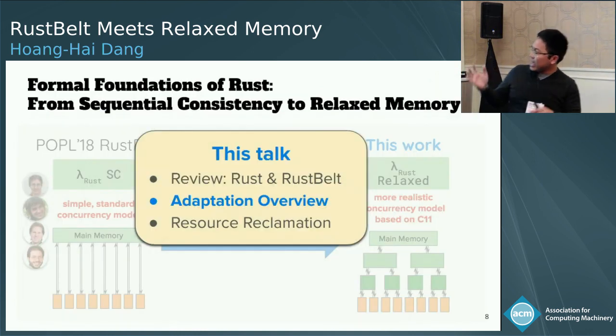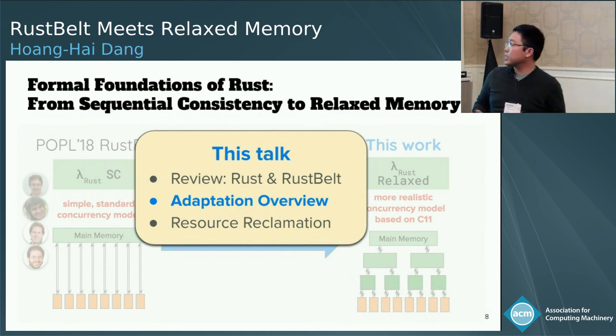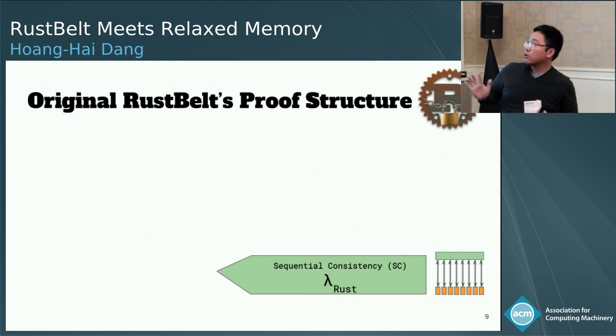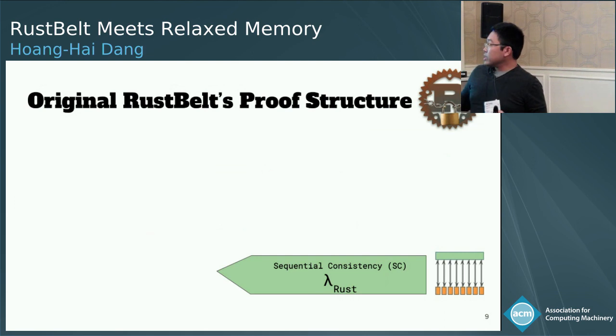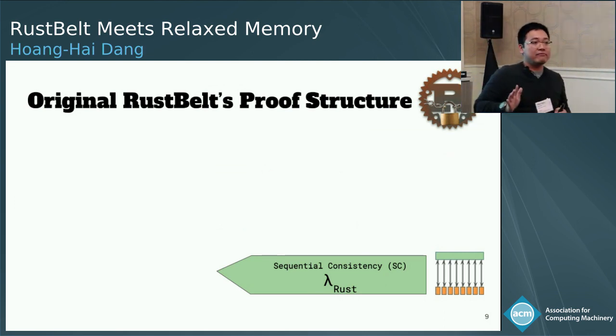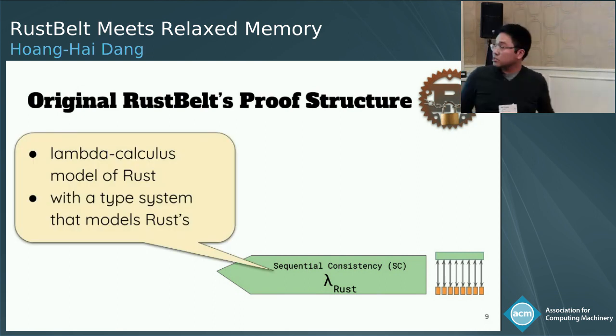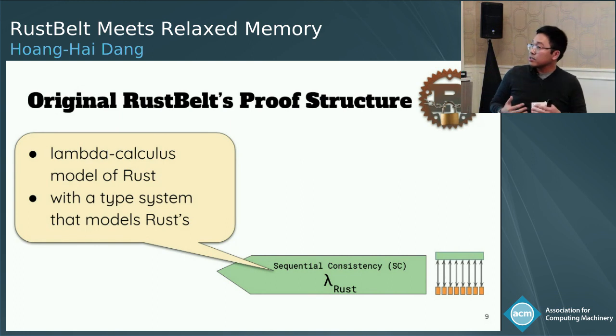In order to explain how we adapt this to relaxed memory, let me give you a closer view of the actual proof structure of the original RustBelt work. In that work, the authors started out by defining the lambda Rust language, which is a lambda calculus model of the Rust language. It's defined with a type system that models the Rust type system, which has ownership, borrows, and lifetimes.